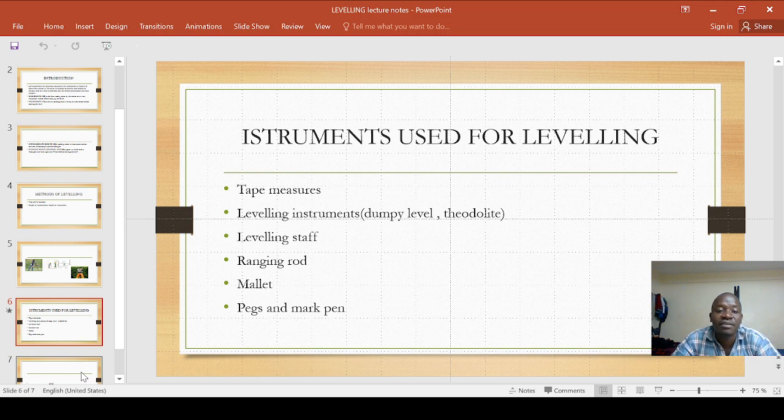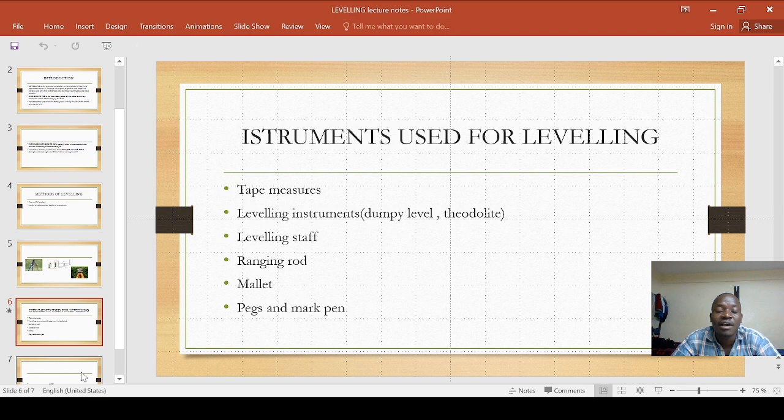Then you have the leveling staff. In the leveling staff, you should have the calibrated staff so as to enable the observer to read the readings on the staff. And then we have the ranging rod, which assists in making the alignment of the surveying during the leveling or during the alignment of the structures or the road. We have the mallet. The mallet is for driving the pegs down to mark where it is required or to mark where the readings are supposed to be.